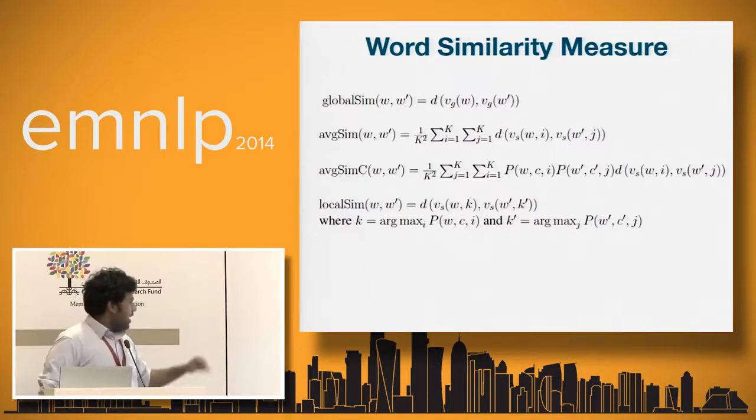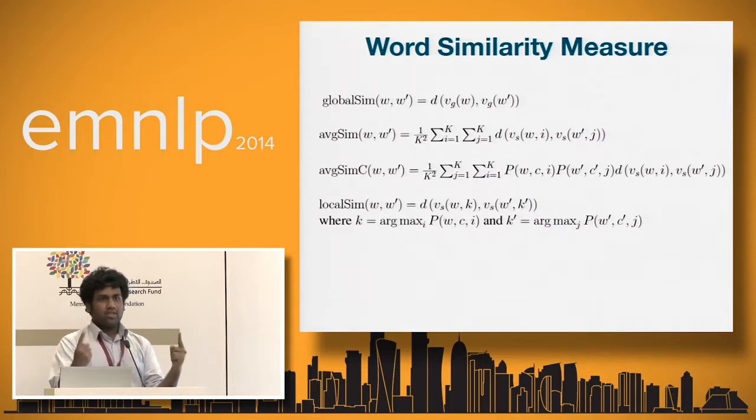The 4th metric is local sim, which is very strict, I think. Here, given the context, you need to predict the sense for that token, and you're allowed to use only that sense vector. So this also measures the ability of the model to perform word sense discrimination, since you have to pick just one sense vector.